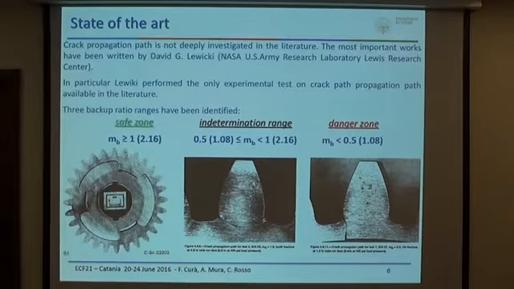From NASA's works and other works in the literature, we can identify three zones of backup ratio variation. The first zone is called the safe zone: for values of backup ratio higher than a threshold, we always have propagation through the tooth, so a safe propagation. If the backup ratio is lower than another threshold, we always have propagation through the rim, so this is a dangerous zone. And then we have an indetermination range. Indetermination because in this range of backup ratio, the cracks may propagate through the tooth or through the rim according to other parameters, such as the crack initiation point, the speed, and the web ratio.